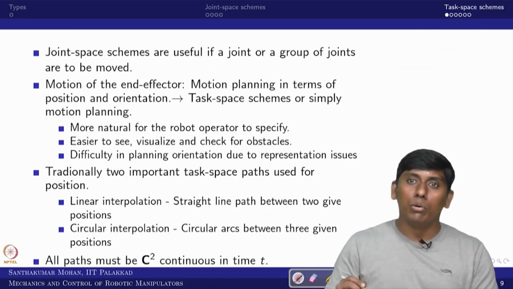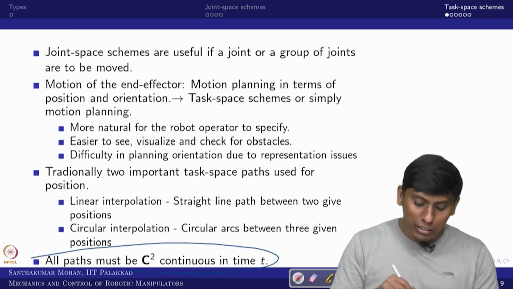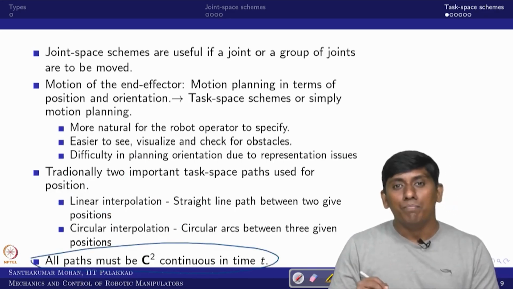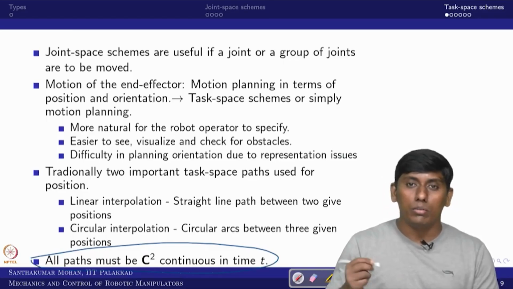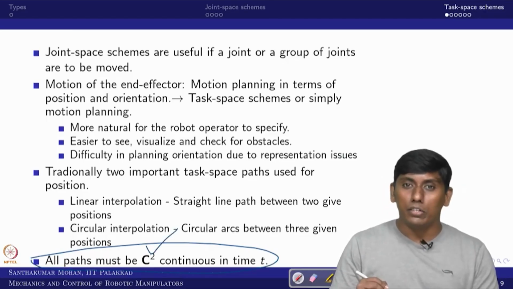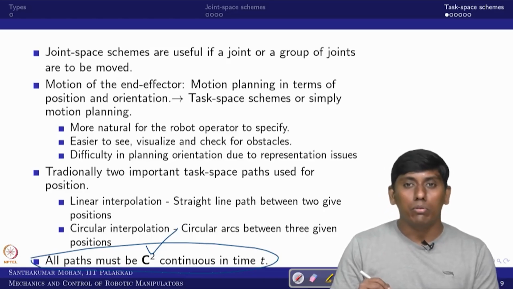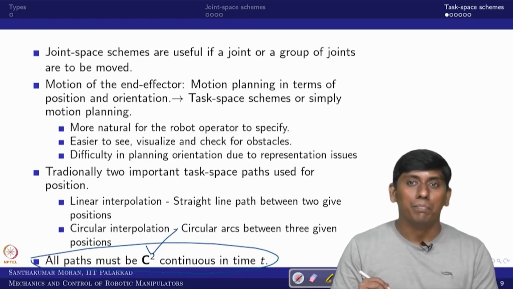So in that sense, we are going to consider one important constraint: any path, whether it is a joint space trajectory or a task space trajectory, should be twice differentiable, which is nothing but C2 continuous. That is what we are trying to say, in the sense the profile is smooth enough up to at least the acceleration level.